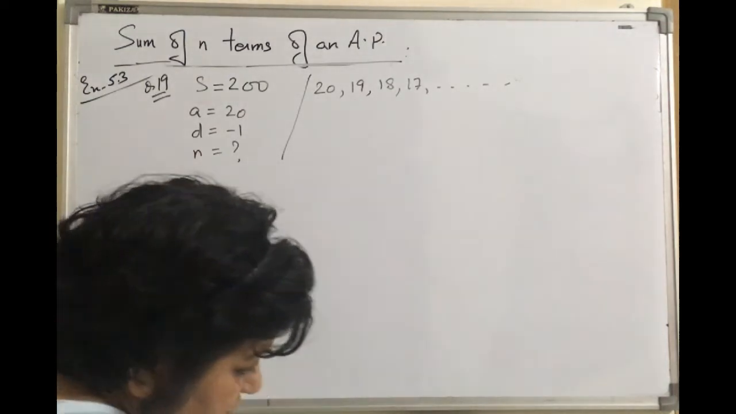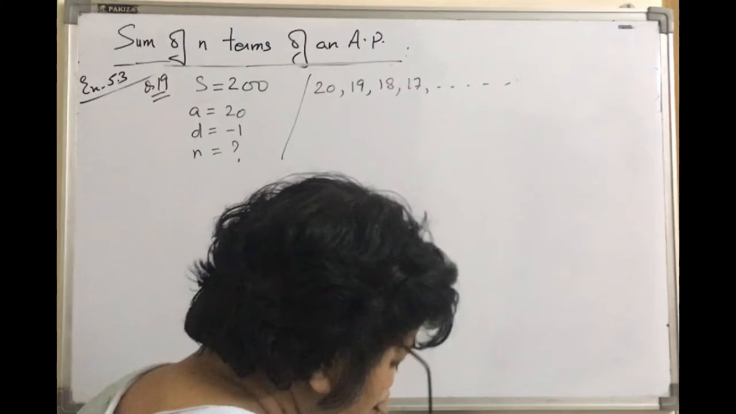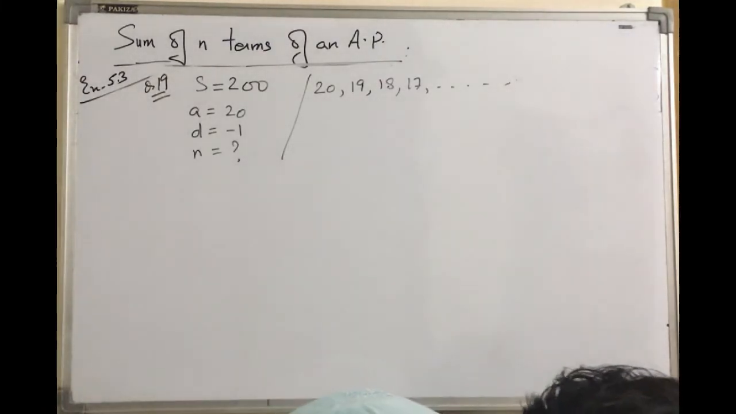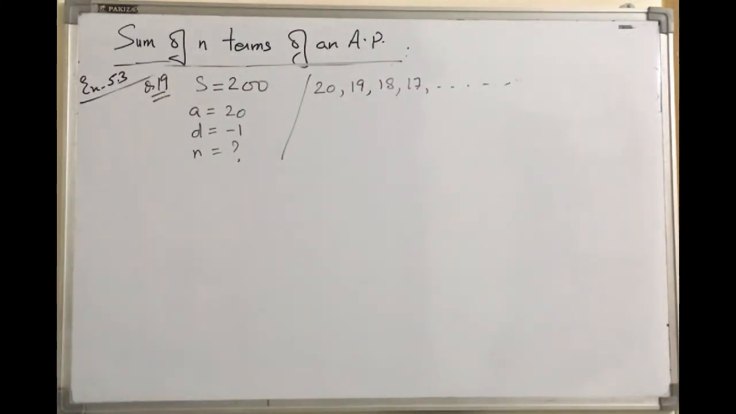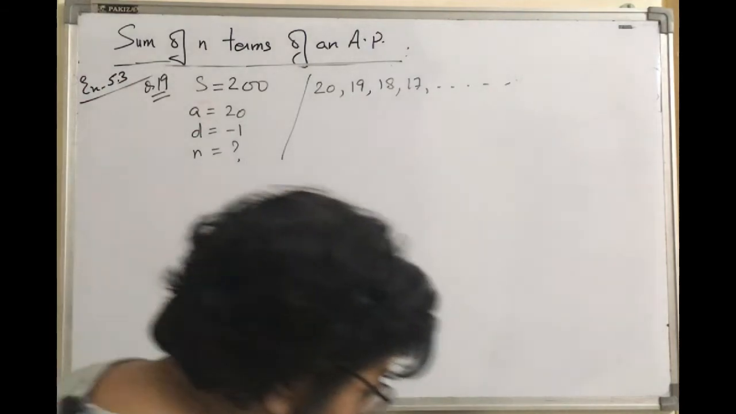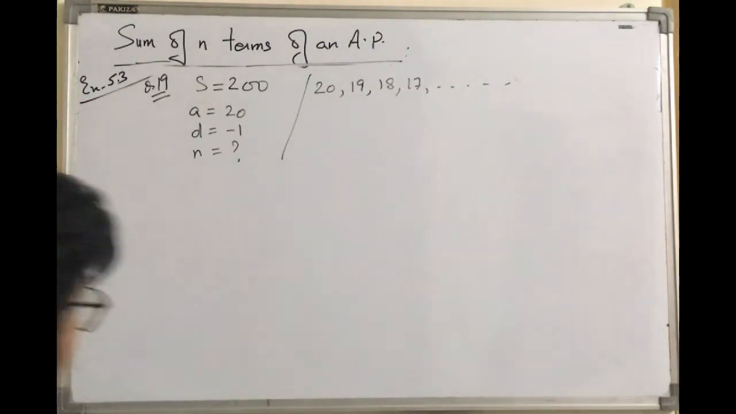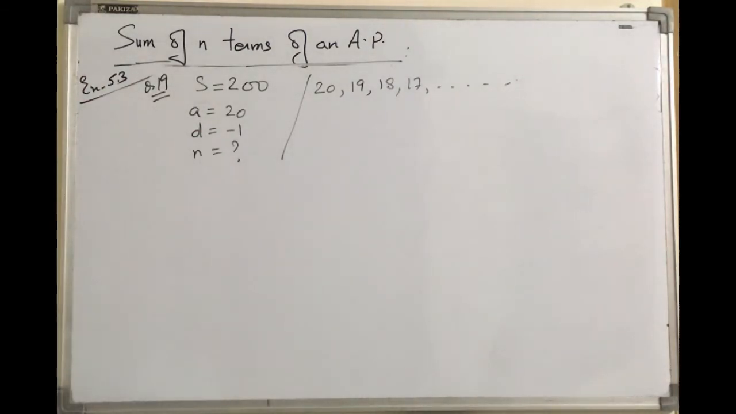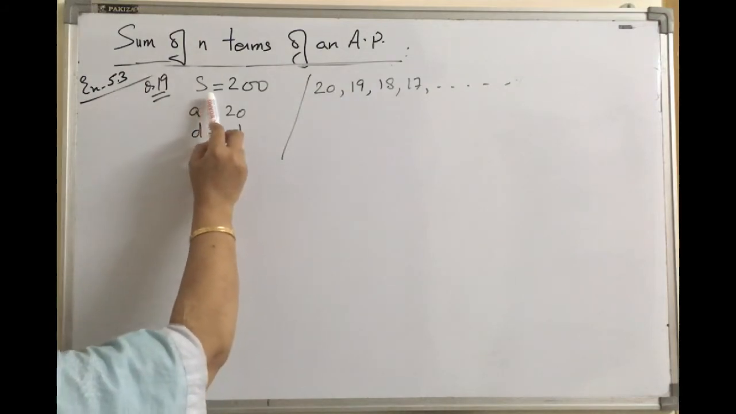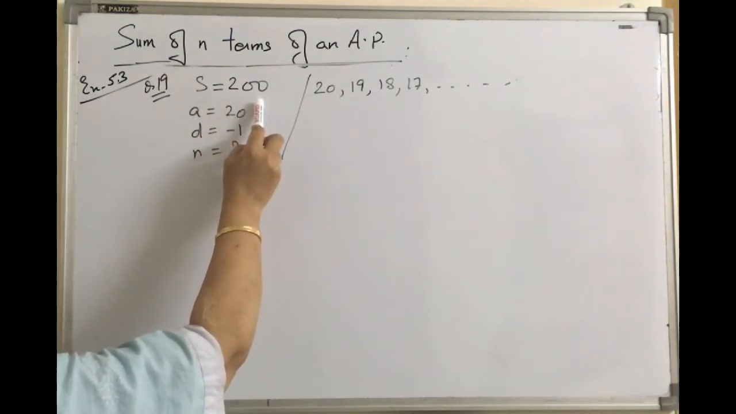Another application of AP. Now here we are given, I'll read the question for you. 200 logs, this is question number 19 of 5.3. 200 logs are stacked in the following manner: 20 in the bottom row, 19 in the next row, 18 in the next, and so on. Total number of logs are 200, that means sum is 200.